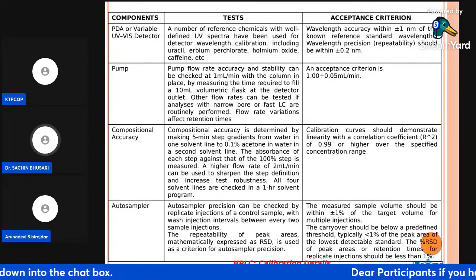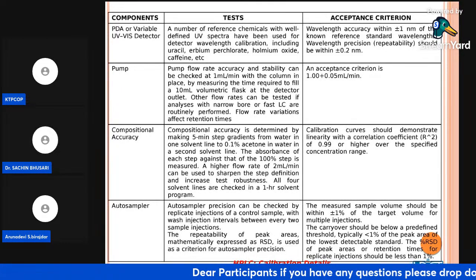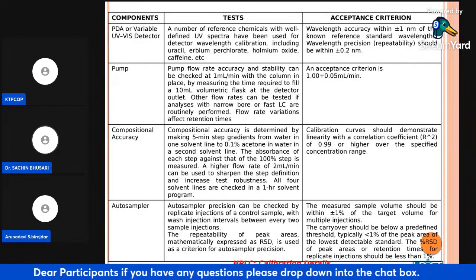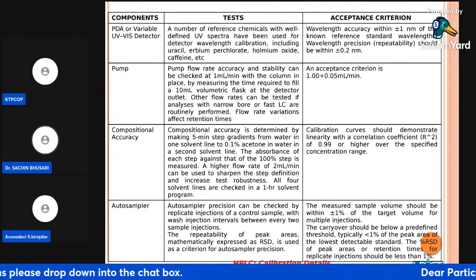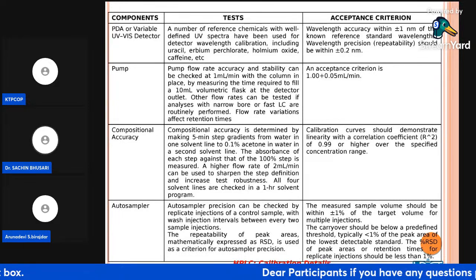Compositional accuracy, you have to use gradient, 0.1% acetone in water as well as water. You have to set the gradient. Those who are effective users of the HPLC, they can understand very well. Set the gradient in a steep manner, set the flow rate at 2 ml per minute and check. The calibration ranges should match with the desired calibration and R square should be more than 0.99.